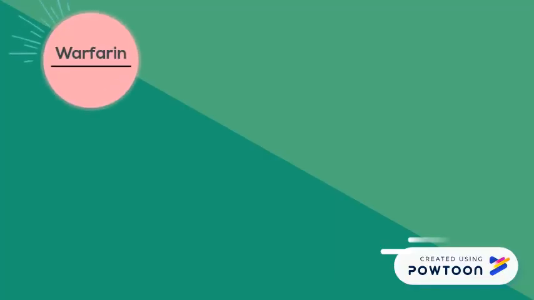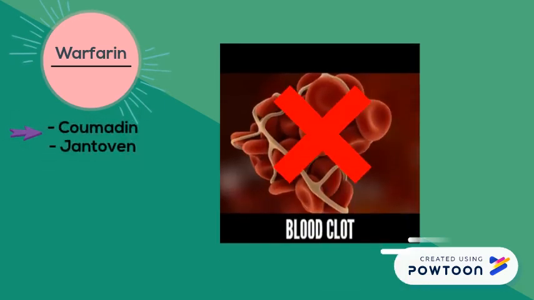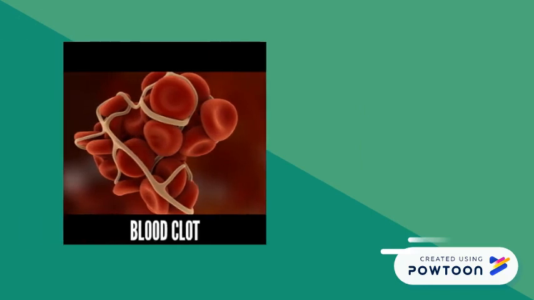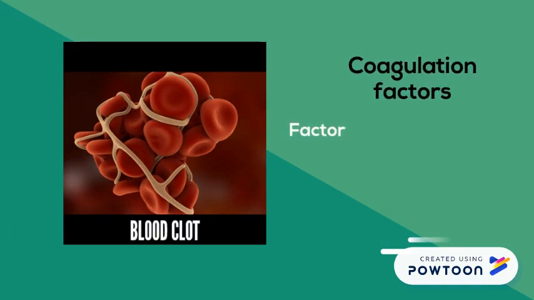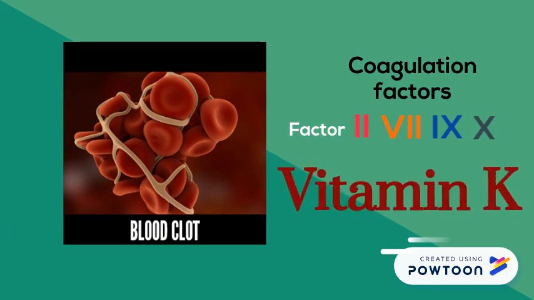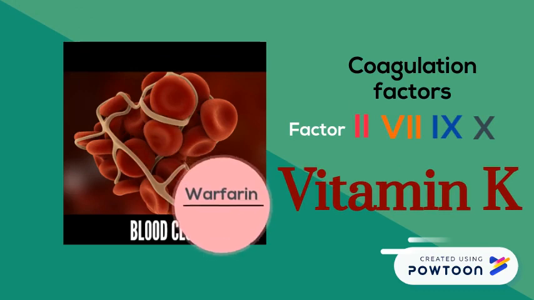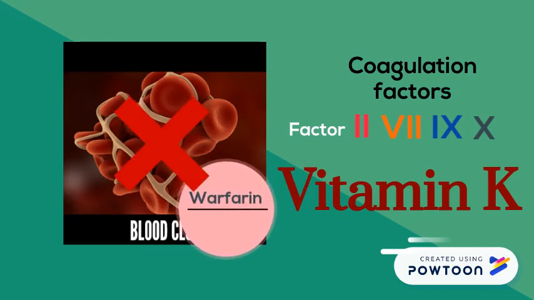Warfarin, with brand names such as Coumadin and Jantoven, is a prescription medication used to prevent harmful blood clots from forming or growing larger. Warfarin acts as a vitamin K antagonist. Clotting occurs by platelet activation and generation of thrombin by coagulation factors such as factors 2, 7, 9, and 10. Vitamin K is essential in the production of these factors. Therefore, warfarin antagonizes the effect of vitamin K and inhibits clot formation.